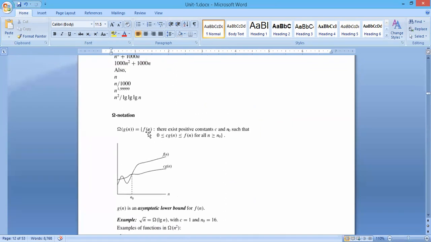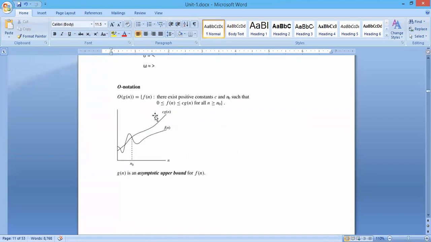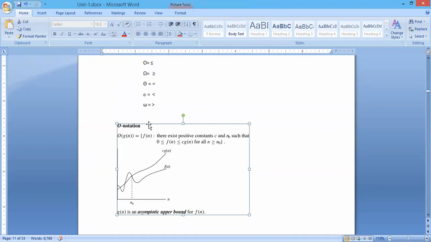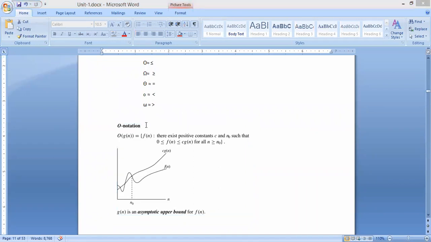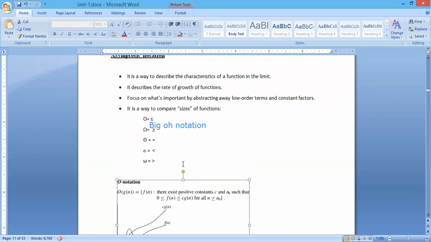In the same way, when we have omega, here we can write big O. This is a big O notation. Big O. Let me write here in this PPT.